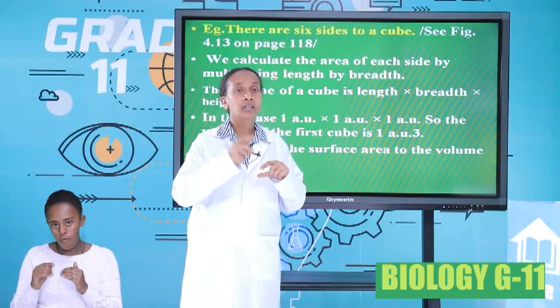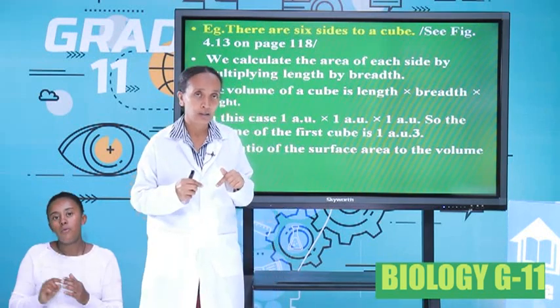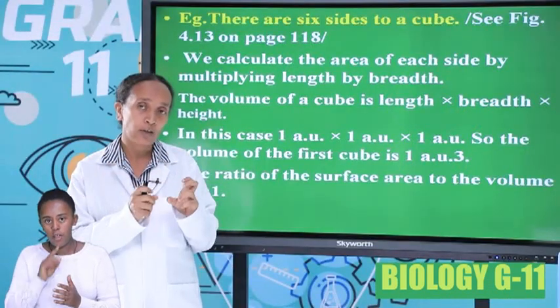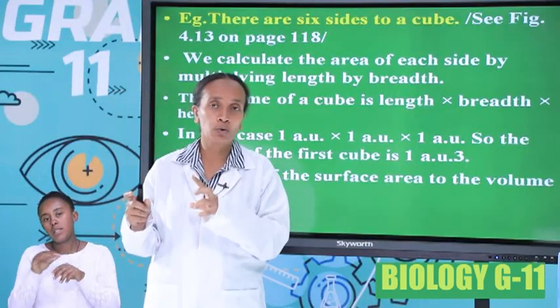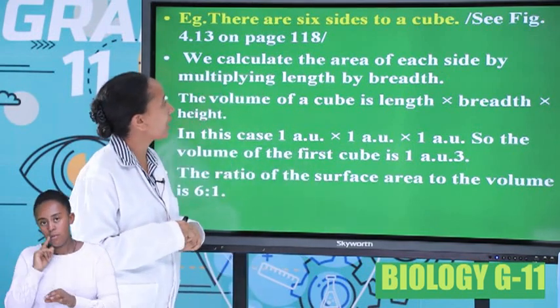Therefore, if you increase the size of the cell, the surface area to volume ratio decreases. If you decrease the size of the cell, the surface area to volume ratio increases. You have to put this idea in your mind.